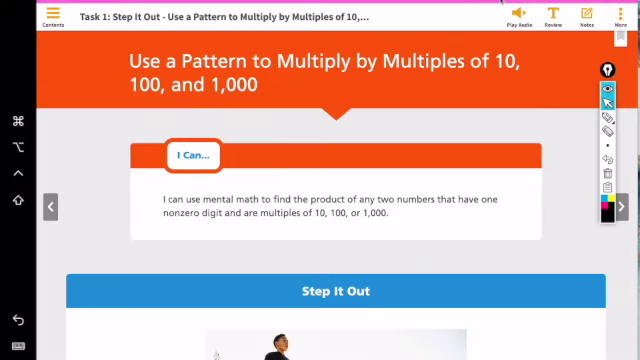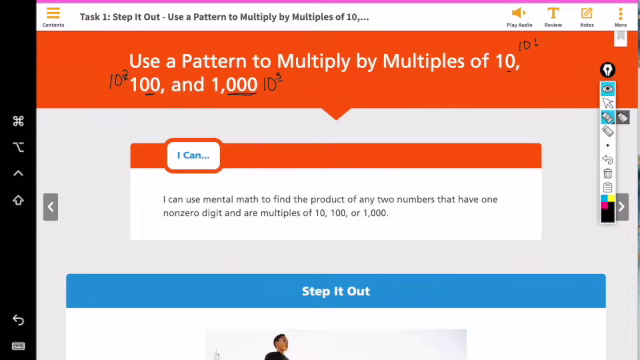All right, now we're going to take a look at our assignment for today. We've got a couple of tasks that we're going to be looking at. Today we're learning how to use a pattern to multiply multiples of 10, 100, and 1,000. If you remember our powers, our exponents, 10 would be 10 to the first power. 100 would be 10 to the second power. And 1,000 would be 10 to the third power, because again, we have 1 zero, 2 zeros, and 3 zeros. Just a nice little reminder of what those are.